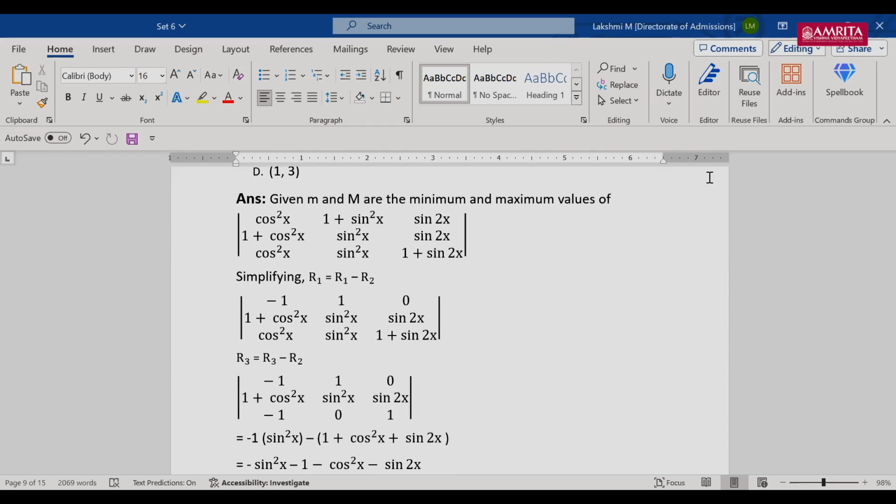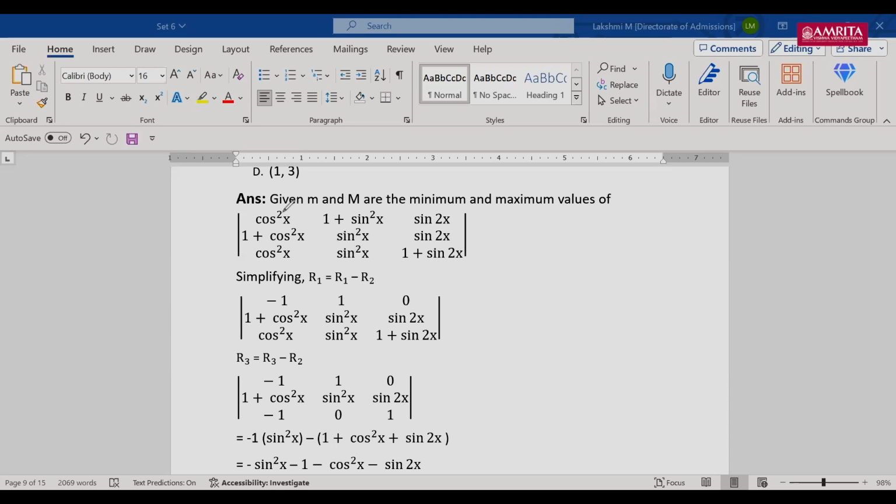Whenever I encounter these types of questions, solving in the direct way will take a lot of time. You can see the similarities, like 1 plus cos square x and 1 plus sine square x. So always try to do some operation so that you can reduce it. Initially I'm going to perform R1 equals R1 minus R2.